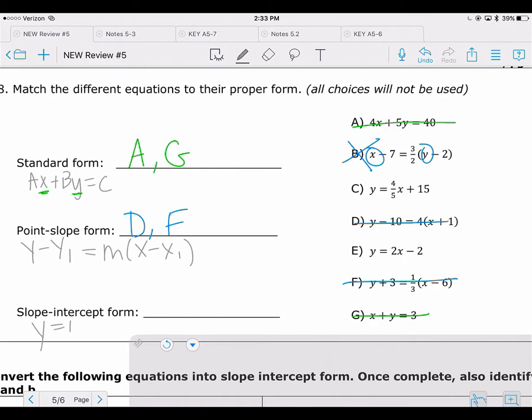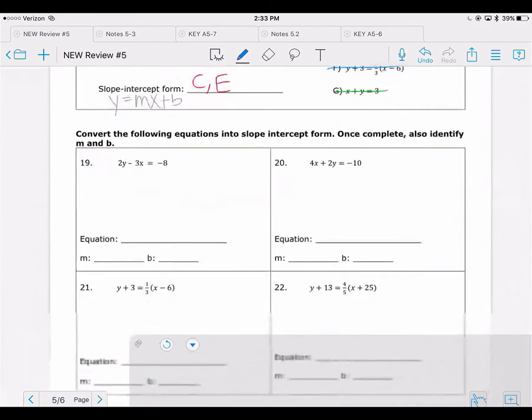And then slope-intercept, y equals mx plus b, our favorite because it's the easiest. C would be a good example, and E would be a good example. So B is the only one we did not use. It looks similar to point slope, but my x's and y's are mixed up, so make sure you watch out for that on your test.